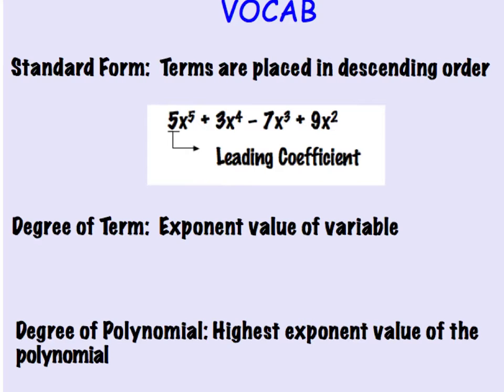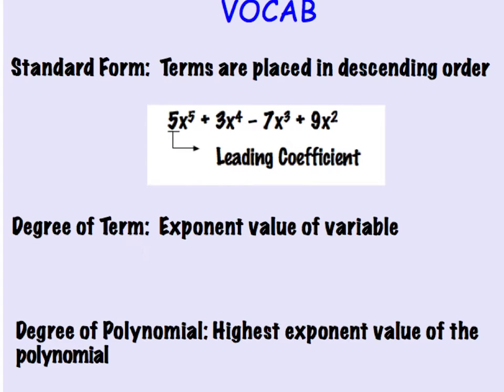Now another vocabulary term is the leading coefficient. So the leading coefficient when your polynomial is in standard form is the first number, the first coefficient that you would see. Again, that is only when your polynomial is in standard form.